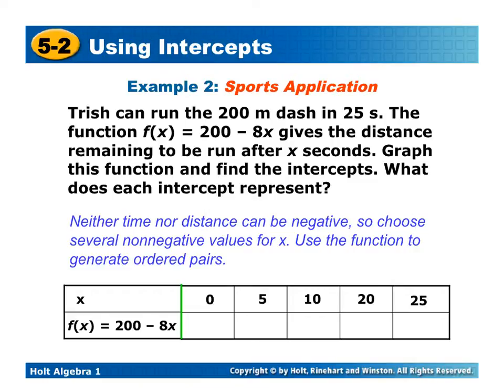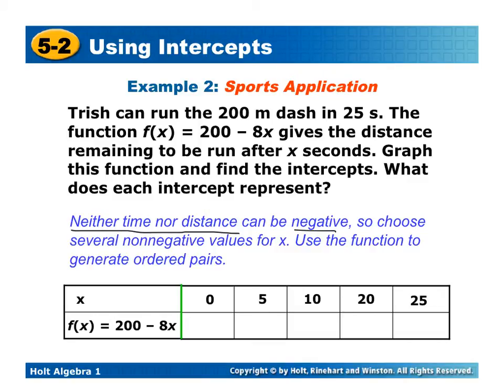Now, I'm going to give you values for x, but realistically, you could always pick your own values. But in this particular situation, it's important to note that neither time nor distance can be negative. So we're only going to choose non-negative or positive values for x. In this example, we've used 0, 5, 10, 20, and 25.